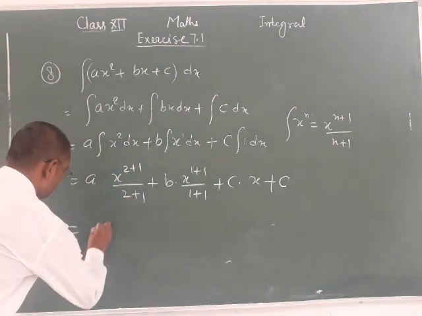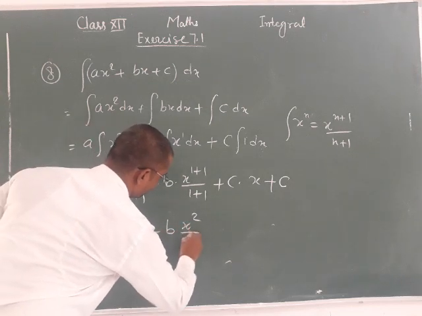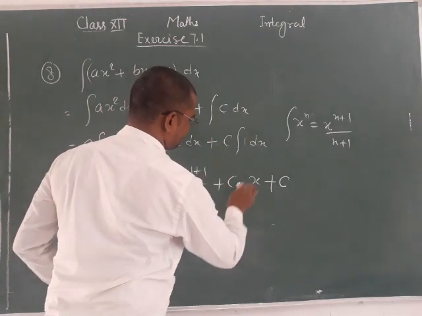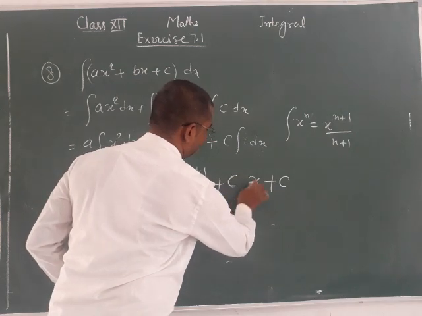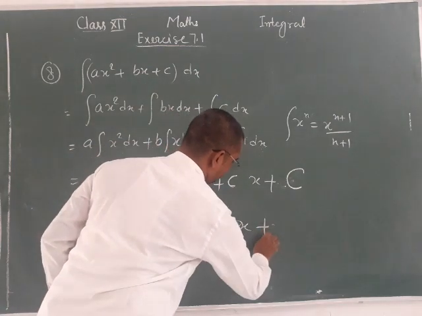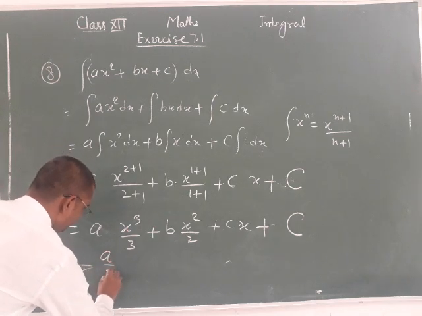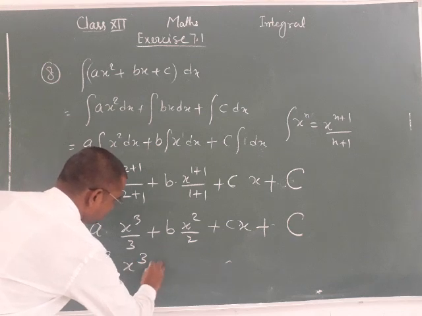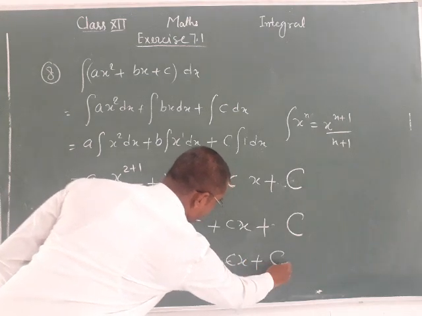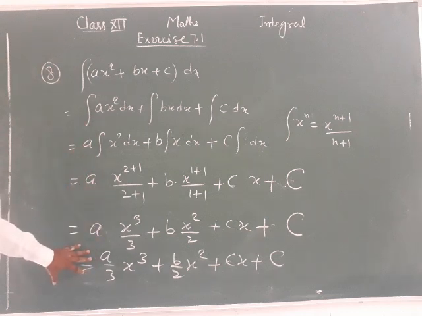And you can solve it as a x^3 upon 3 plus b x^2 upon 2 plus c x, this is a small cx, plus a capital arbitrary constant C. And also you can write it as a upon 3, arranging this, plus b upon 2 x^2 plus cx plus C. So this is the answer of the given question.